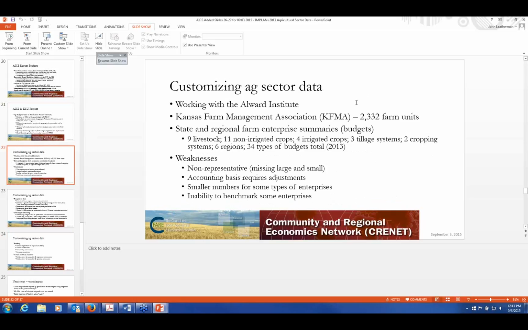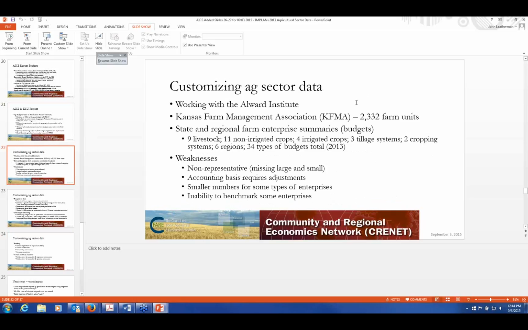I am drawing upon information from the Kansas Farm Management Association. It is one of the largest such farm management associations in the United States, either first or second largest, with over 2,300 farm units represented within that database. From the Farm Management Association, we have state and regional farm enterprise summaries. They do not like to call them budgets because they represent actuals, whereas they perceive budgets to be a goal statement, some number to hit.